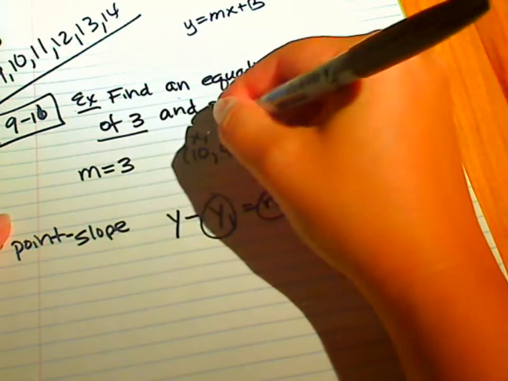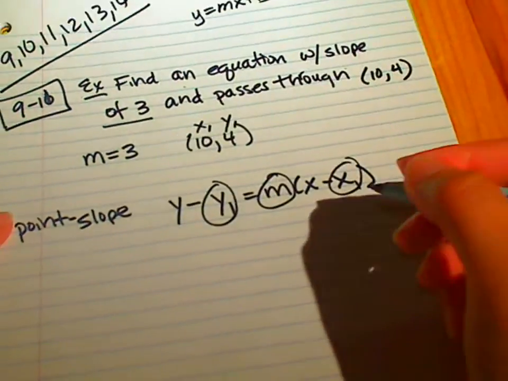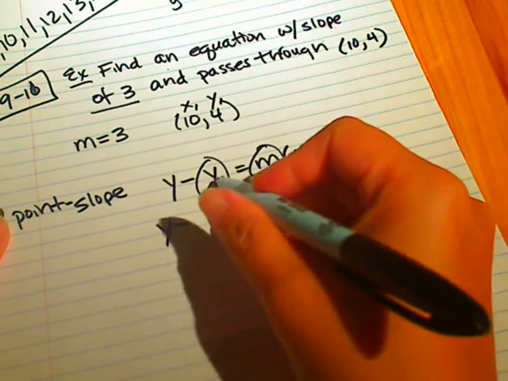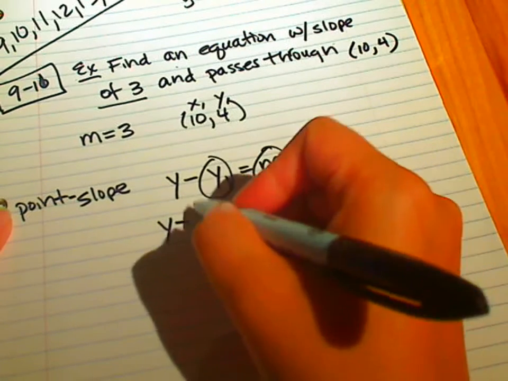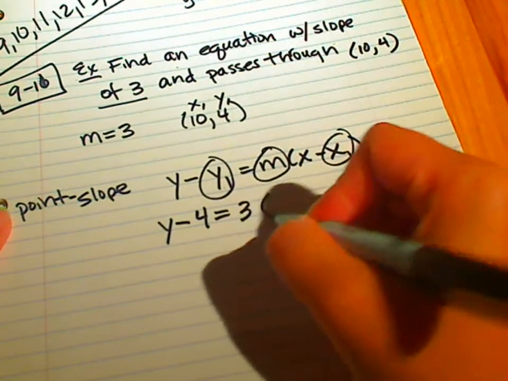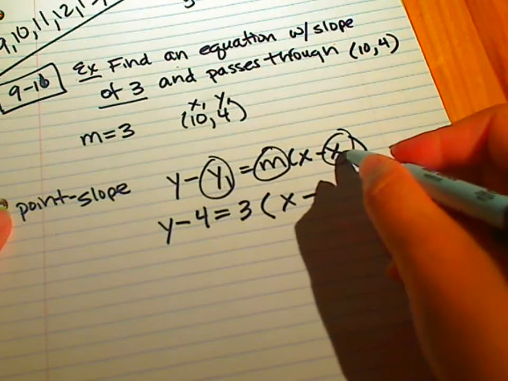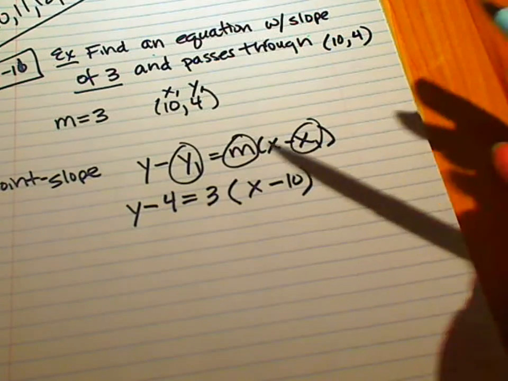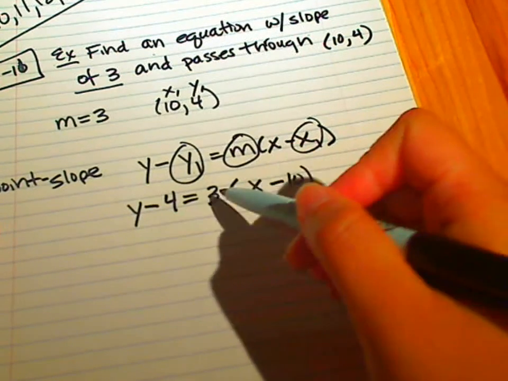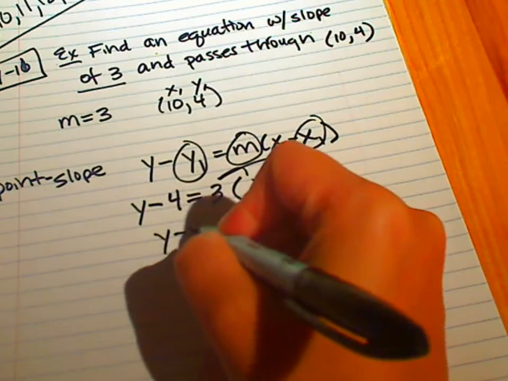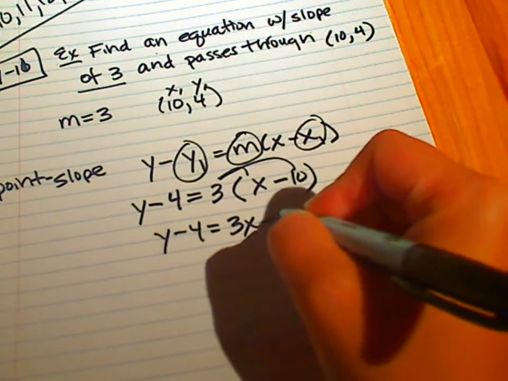So just like we did the slope formula, this is x1 and y1. So I'm going to plug in y minus the number I'm given, 4, equals slope number 3, and then x minus the number I'm given, 10. Alright, what do we do from this? We need to get the y by itself, so I need to do some distributing. Y minus 4 equals 3x minus 30.